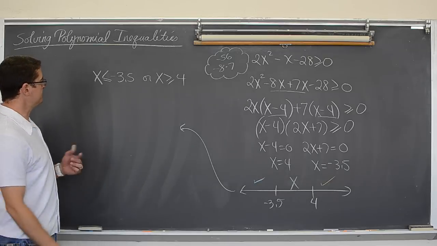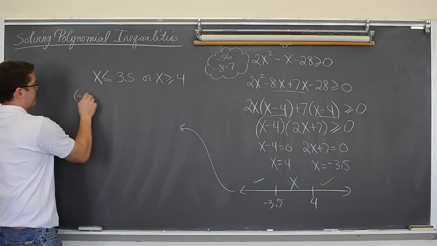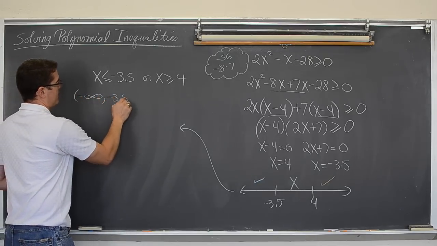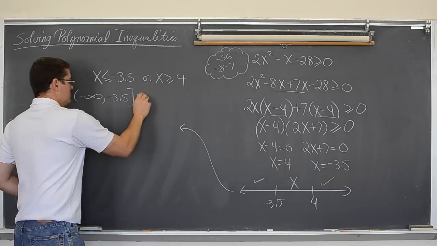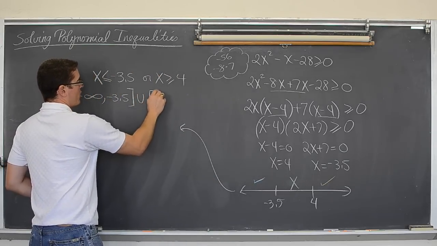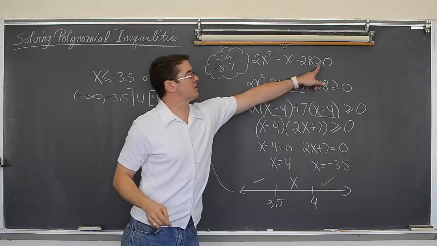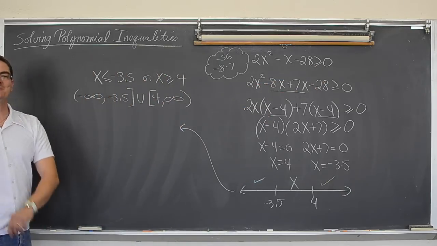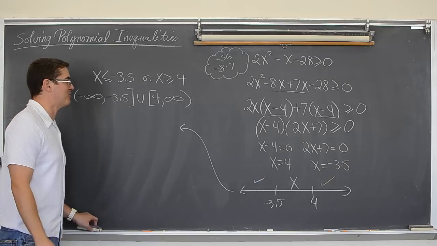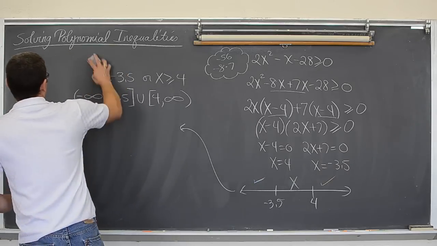In interval notation, that's going to look like negative infinity up to negative 3.5 with a square bracket because of the equal sign. Or, again, picking up at 4, we can use it because 4 makes this equal to 0, up to infinity. Bam! Example number 1. Let's see if we can get another one done before my time's out. Okay.